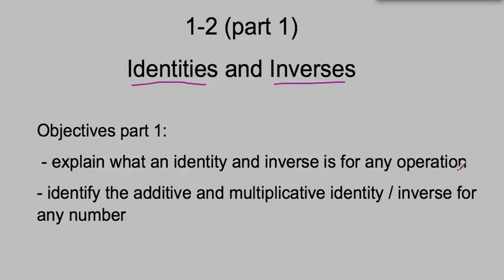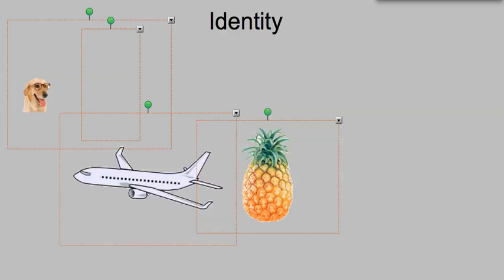for any operation. So just kind of in general, what is an identity, what is an inverse? And then we're going to talk about identifying the additive and multiplicative identity and inverses specifically. So the key is, what are the additive and multiplicative identities and inverses? So to start off with, let's talk about what is an identity.